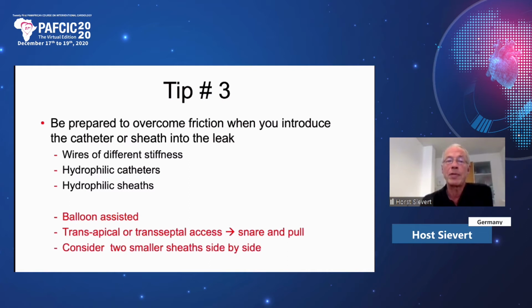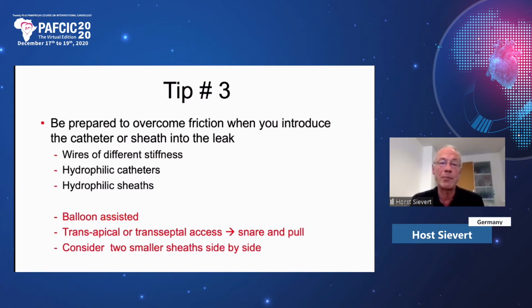You should prepare yourself to overcome friction when you introduce the catheter or the sheath into the leak. And you can use wires of different stiffness. Sometimes you need a softer wire. Sometimes you need a stiffer wire to bring the catheter or the sheath across. Hydrophilic catheters help. Hydrophilic sheaths help. And then if that all fails, you can do it balloon assisted, and we'll show you what I mean.